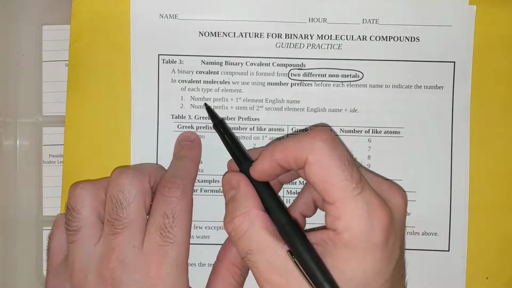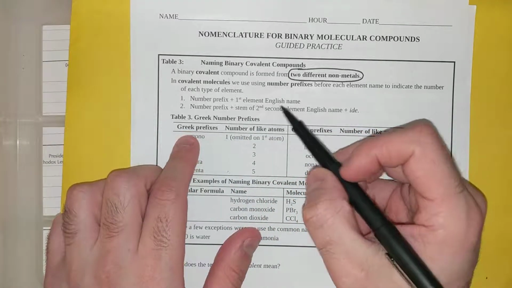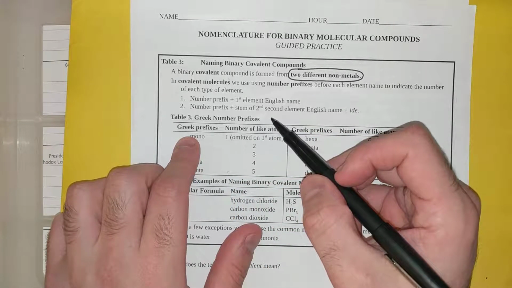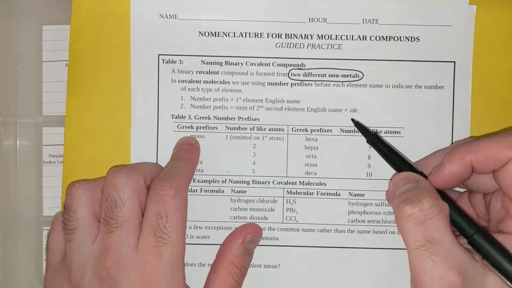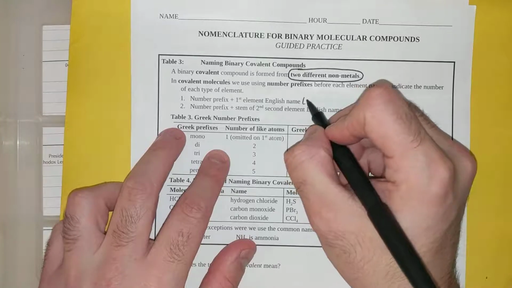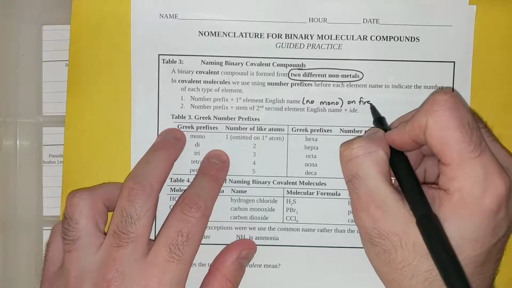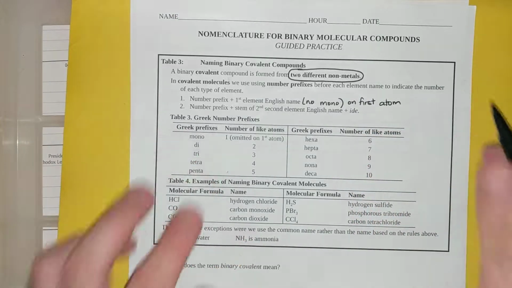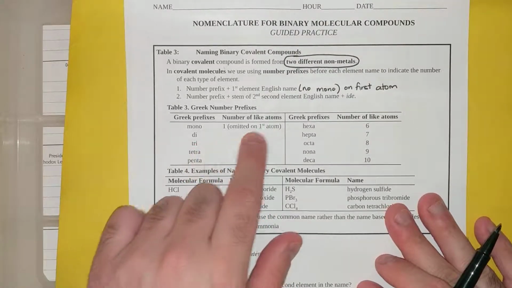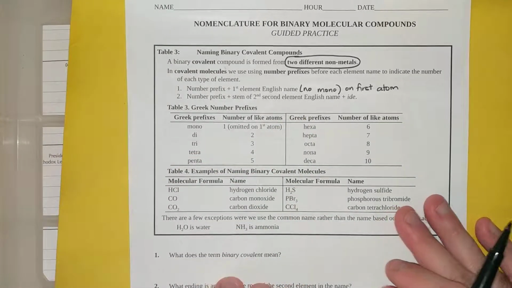The first one is you use a number prefix, and then you just use the first element's English name. For the second element, you use a number prefix, use the stem of the second element's English name, and then change the ending to IDE. A little exception is, for the first atom, there's no mono on the first atom. All right, and we're going to do some examples. Okay, so here are our Greek prefixes. Mono is 1, 2 is for di, 3 is for tri, 4 for tetra, so on and so forth.